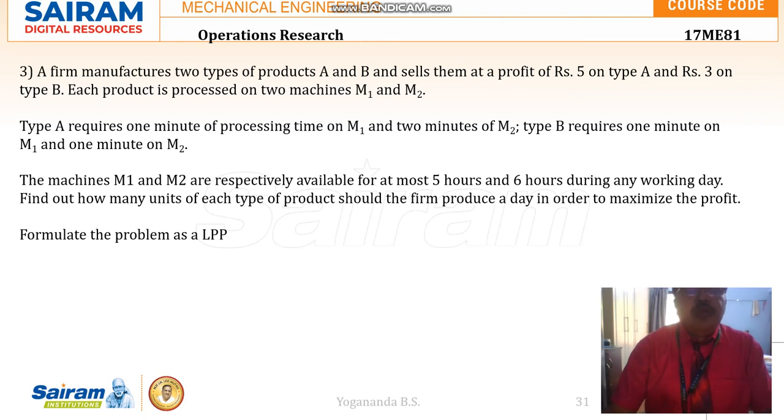The machines M1 and M2 are respectively available for at most 5 hours and 6 hours during any working day. That means machine 1 is available for 5 hours in any working day and M2 is available for 6 hours in any working day. So find out how many units of each type of product, that is A and B, the firm is going to produce in a day, so that the firm is maximizing its profit. Formulate the problem as an LPP.